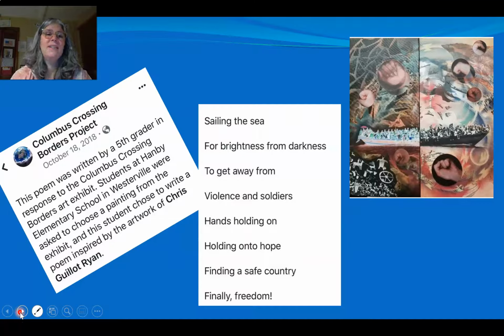Here's just one instance. So this is one from a school in Columbus where they had students choose a painting from an art exhibit and then write a poem about it. And what a lovely way to mix different subject areas.